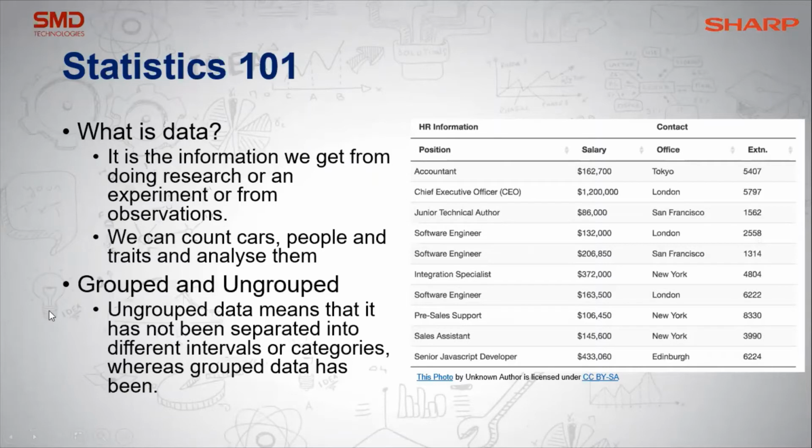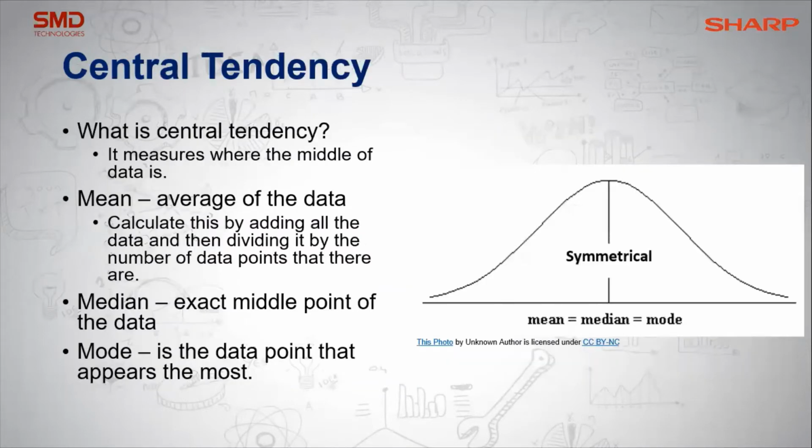Okay, and then of course you get grouped and ungrouped data. Ungrouped data is basically your raw data. It hasn't been sorted out. It's everything that we see, whereas grouped data would be where you count everything within a specific interval. So we'll look at that in a little bit.